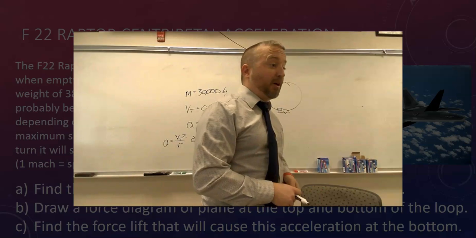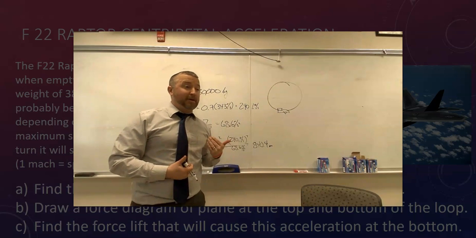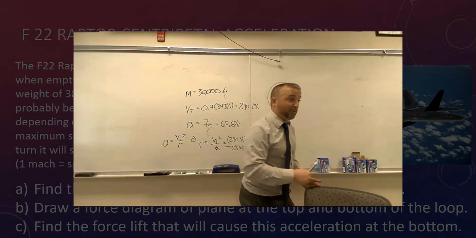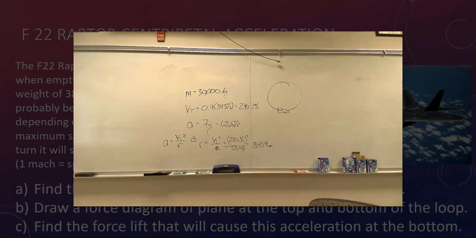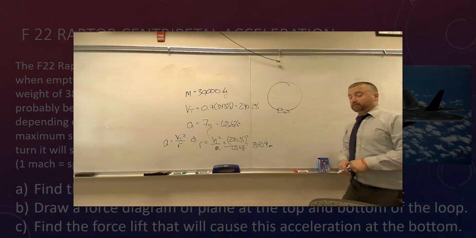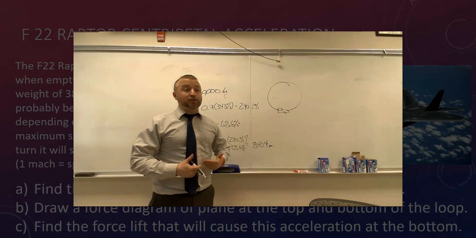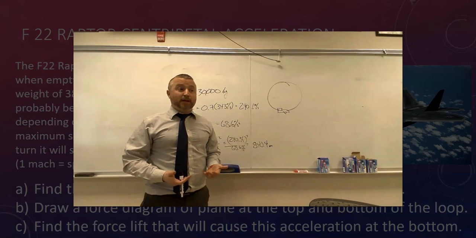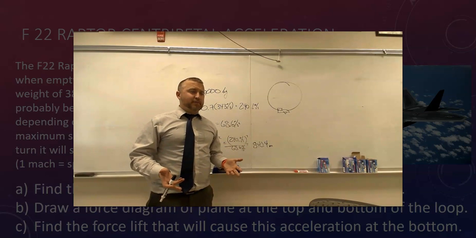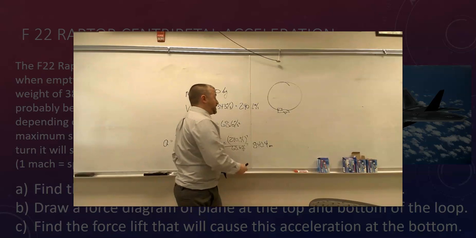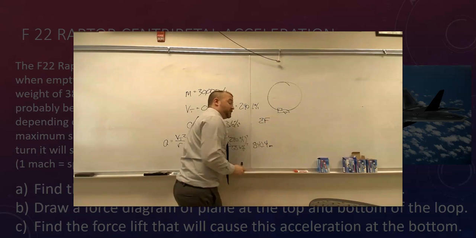Now, part B in this problem asks you to draw a force diagram at the bottom and the top. I'm going to close the door real fast. There are 2 types of force diagrams that you potentially want to look at. Okay, the first force diagram is definitely going to be the easiest. It is just a net force diagram.